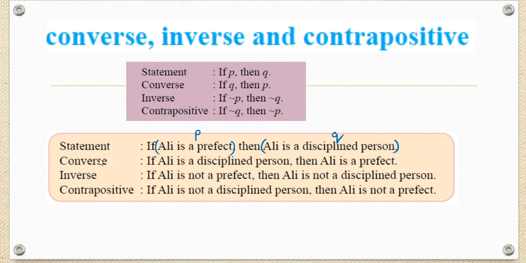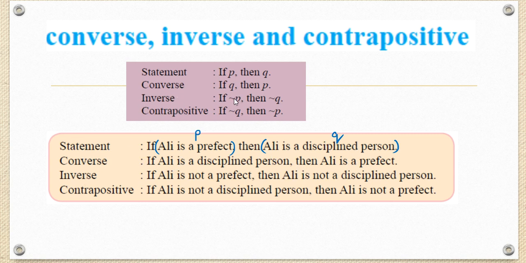Then we want to write the converse. If the question asks you to write the converse, what will it be? If Q, then P. Meaning these two change position, reversed. The one at the back will become the front for the converse. If Ali is a disciplined person, then Ali is a prefect.